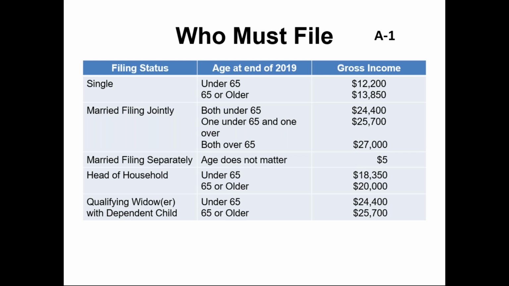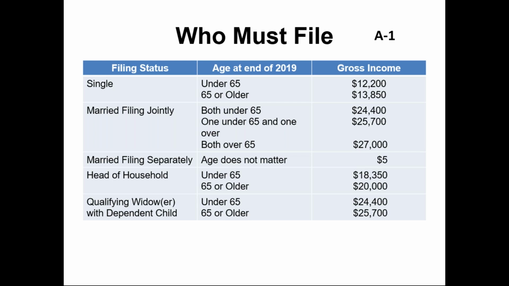And the third item that we need is their gross income. The gross income is going to determine whether they actually have enough income that would require them to file an income tax return. So if we take a look at the chart here, the first filing status we'll see is single. And we'll talk a little bit more about each of these filing statuses in just a little bit. But you'll see that there are 2 different classifications, under 65 and 65 or older.